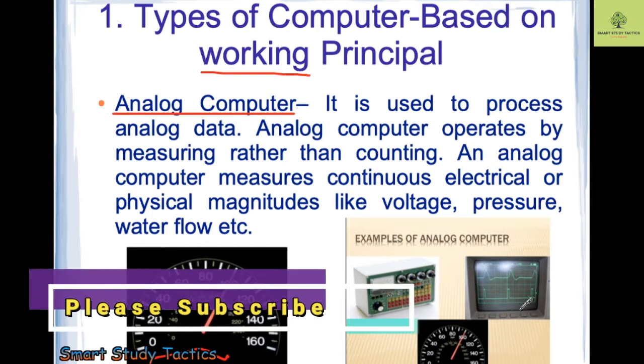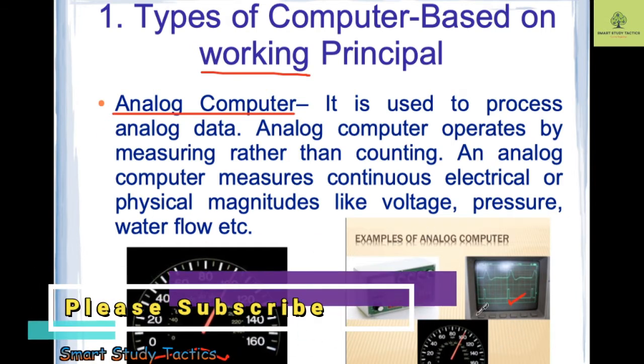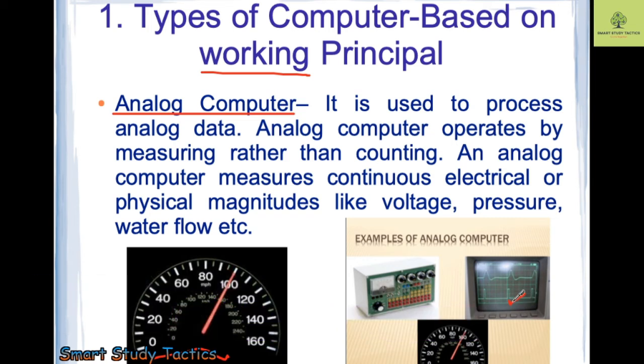Here you can see the heartbeat meters in hospital ICUs, and this is the frequency reader, which calculates when you are sending any frequency or radio waves. So it is used for analog signals. An analog computer operates by measuring rather than computing. It is used for measuring things rather than computing things.